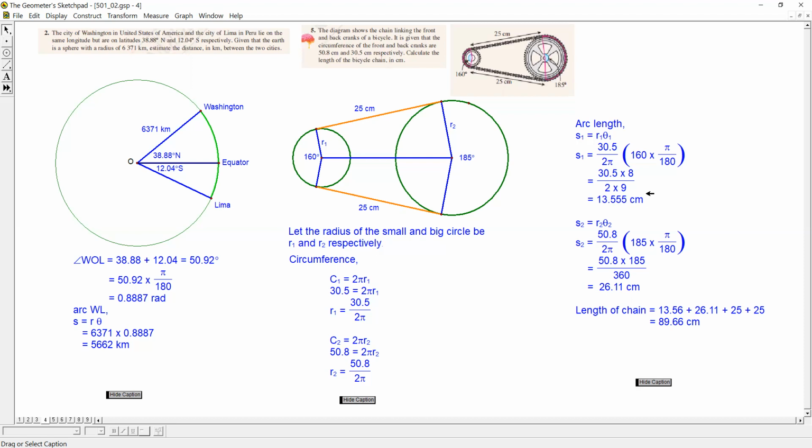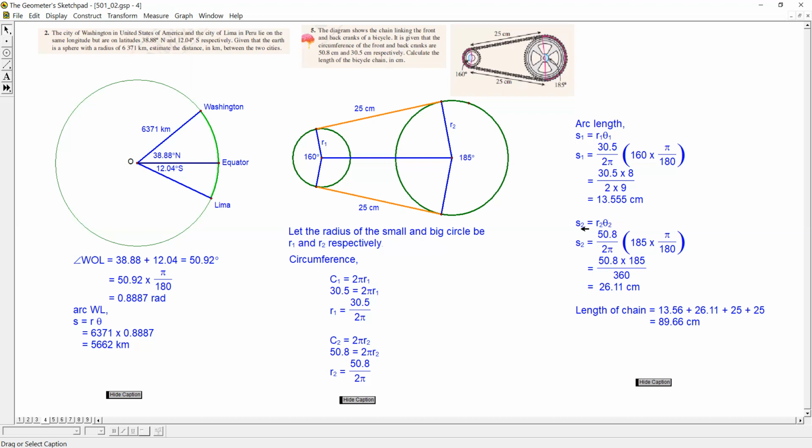When you cancel the pi, you get the answer 13.55556, which is quite accurate, because if you had substituted in the pi earlier and then divided by pi again, your answer would not be accurate. So the reason I asked you to keep the radius in terms of pi is because afterwards we can cancel with the pi here, and we can get quite an accurate answer for the arc length of the first circle.